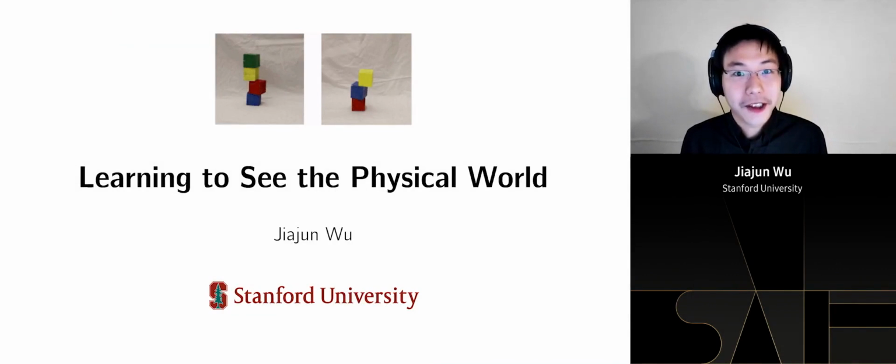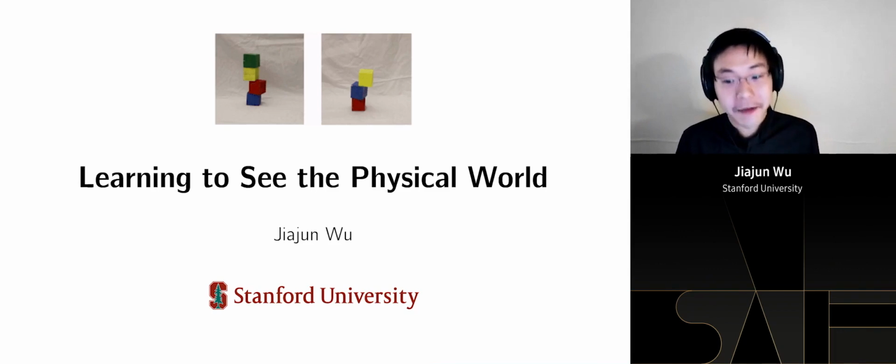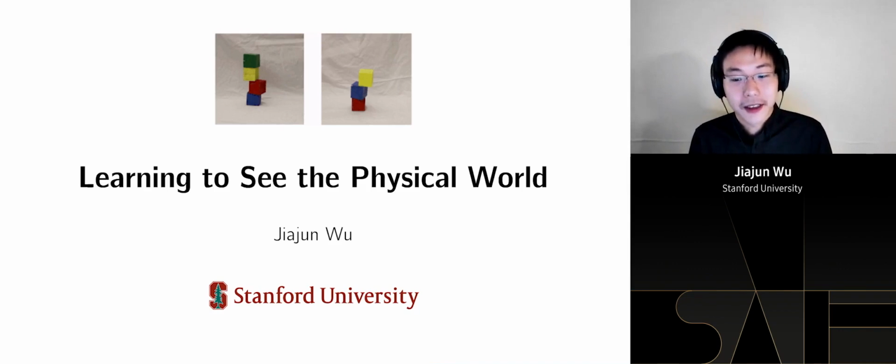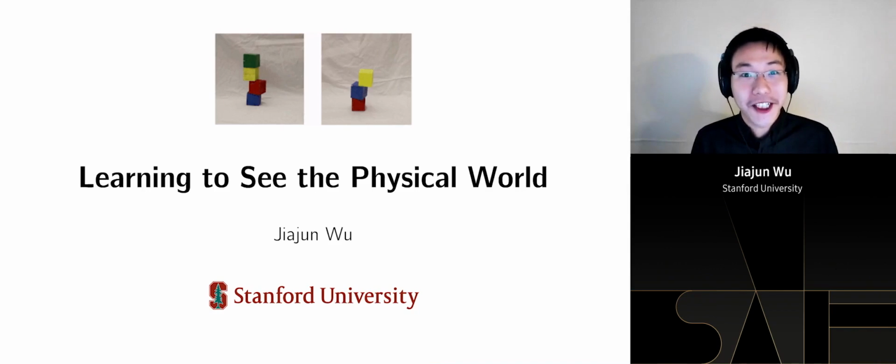My research... the title of the talk is Learning to See the Physical World. So humans live in the physical world. As humans, we effortlessly see the world, navigate in the world, and interact with the objects in the physical world. So as AI researchers, we want to build AI and machines that can replicate such abilities. To do that, let's first look at what humans can do.